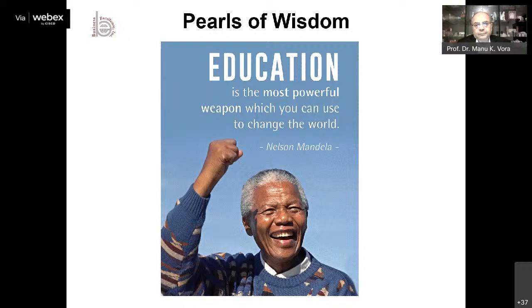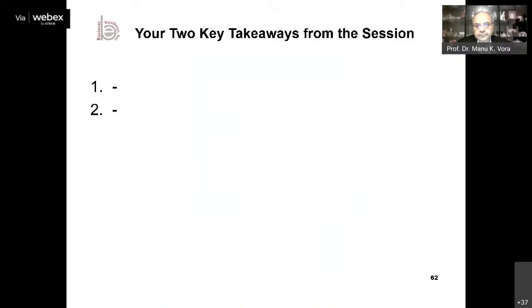We can have some pearls of wisdom from Nelson Mandela. He says education is the most powerful weapon which you can use to change the world. And NEP 2020 gives us an excellent opportunity to implement it in an effective way, to achieve the best education in India and become the beacon of light for the rest of the world.